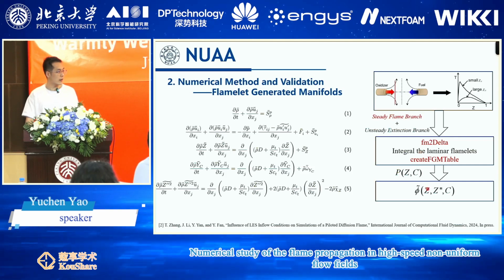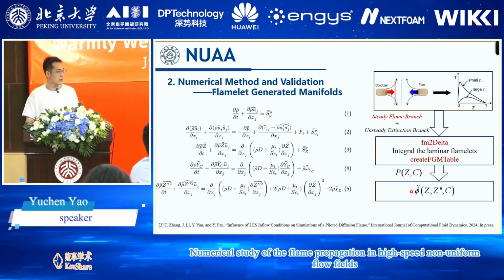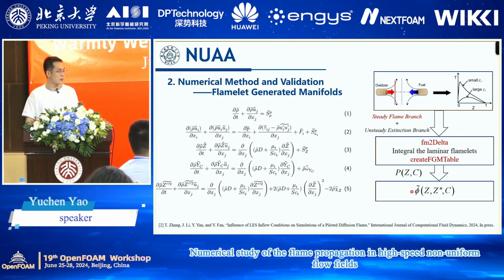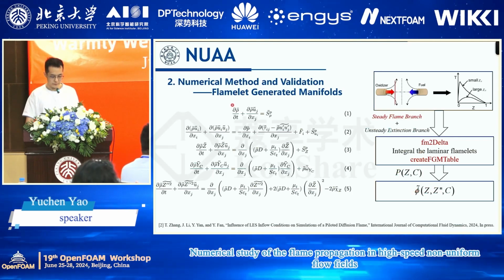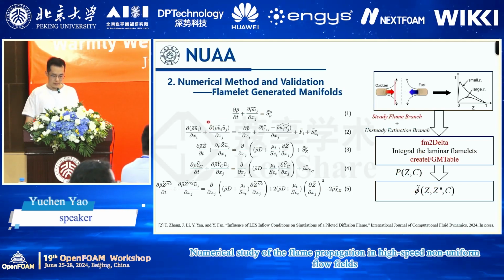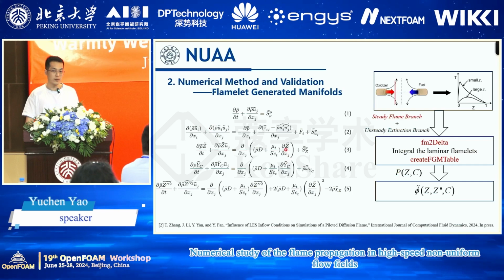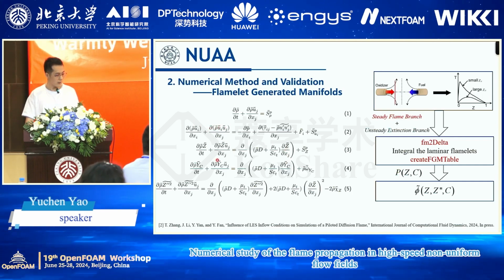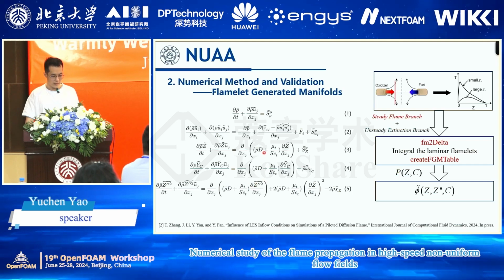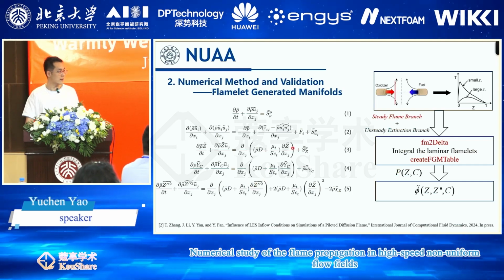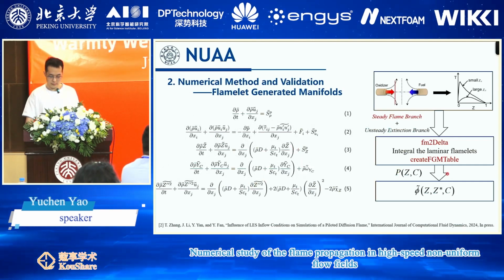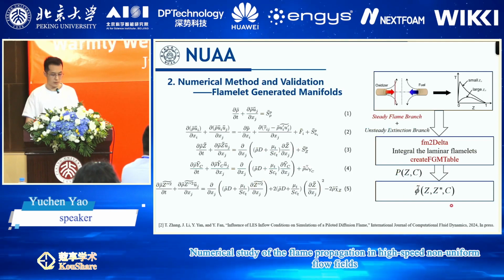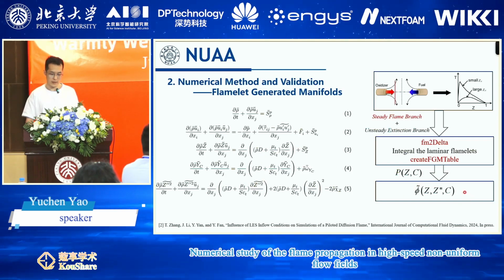And finally, we got a three-dimensional turbulent flamelet database. We get scalar values from the flow field with the transport equations on the left side. And based on these scalar values, we check the table we built before to get the combustion information we need.